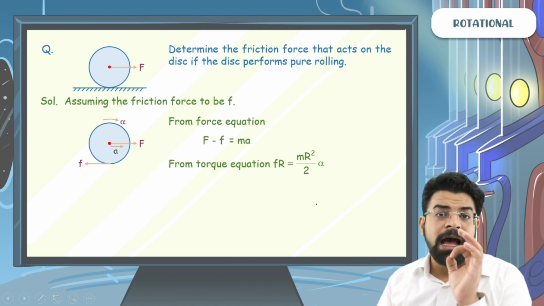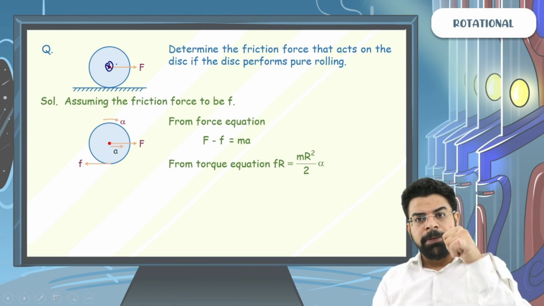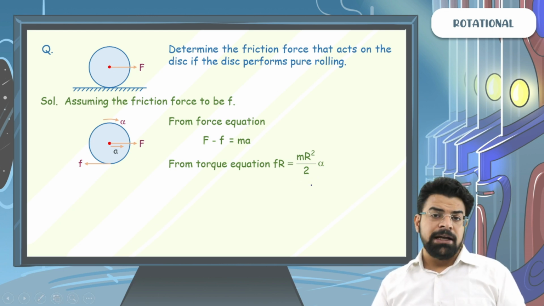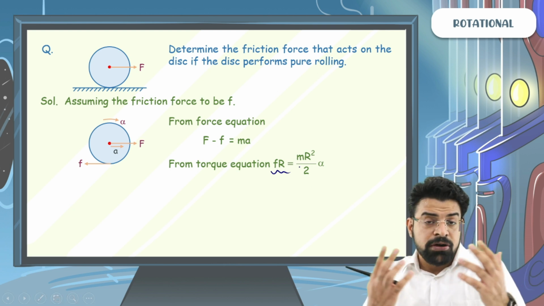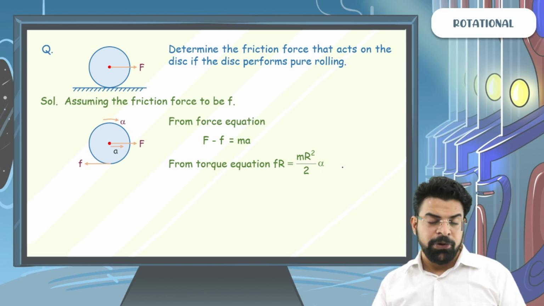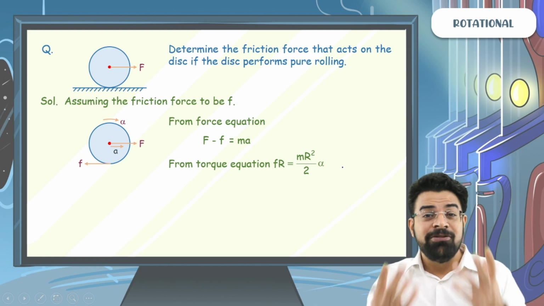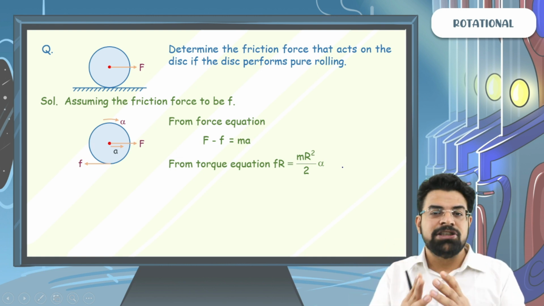Now since we have a disk, the moment of inertia about an axis passing through the center of mass and perpendicular to the disk will be mr² by 2. So we can write the torque equation: the net external torque, Fr, because only friction provides the torque, equals I, which is mr² by 2, into alpha. And then we will make one more equation, a standard equation that always has to be made. That will be the equation of no slipping, the condition of pure rolling.